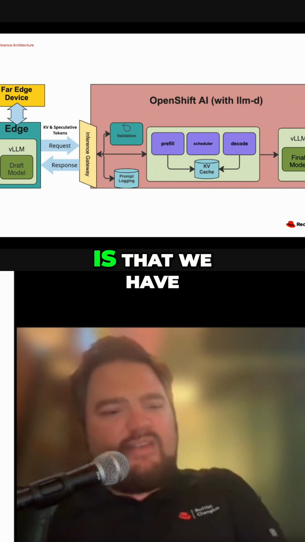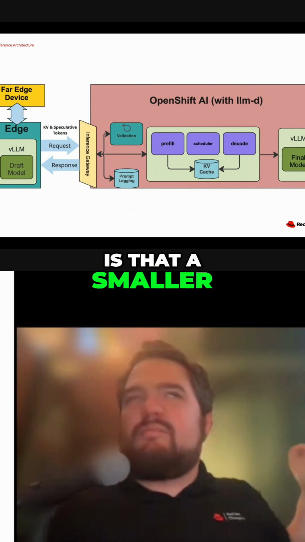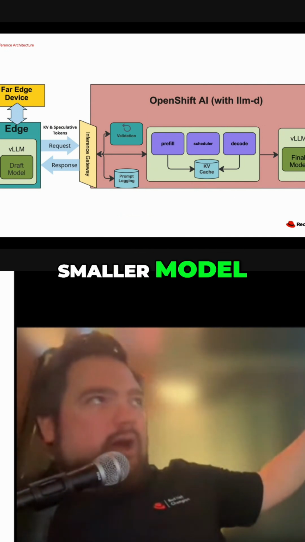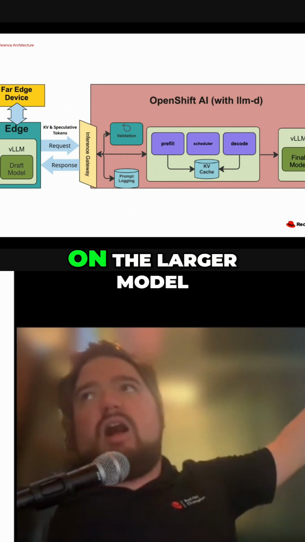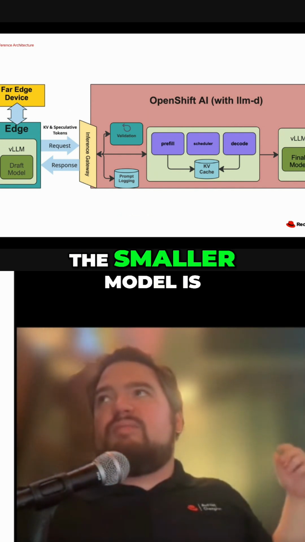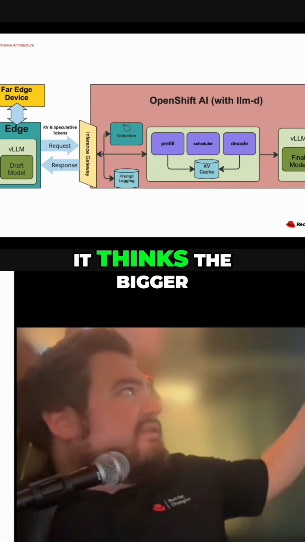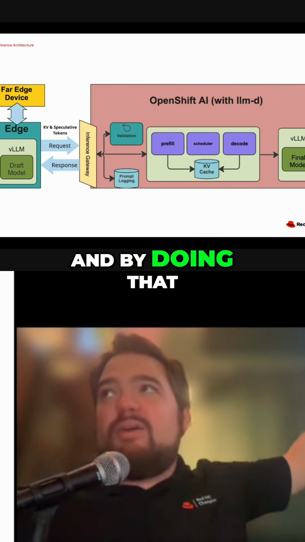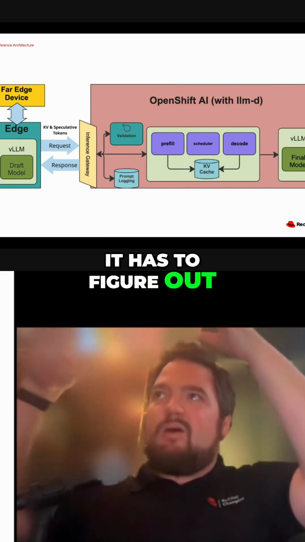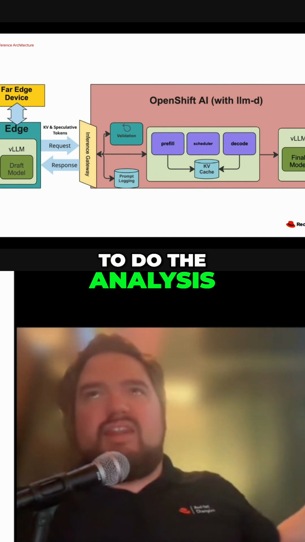The key aspect here is that we have something called a draft model. I'm not going to go into this too much, but the concept is that a smaller model is communicating with a larger one. By having the smaller model, it reduces the use of the larger model by upwards of 50-60+%. The smaller model is basically making guesses at a prefill on what it thinks the bigger model is going to say. By doing that, it makes the bigger model have a much smaller scope to figure out. Like a cheat sheet is basically being provided to it when it's starting to do the analysis.